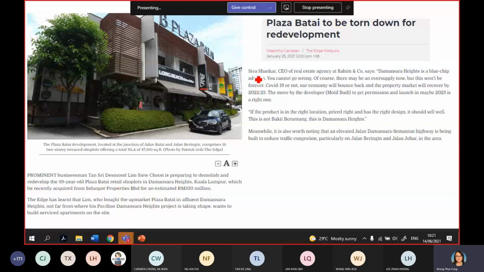Okay. So this one, wait, let me see. The businessmen say that they want to demolish this and redevelop the 49-year-old Plaza Batai in Damansara Heights, KL. So they actually want to demolish everything, and they want to turn it into a service apartment.